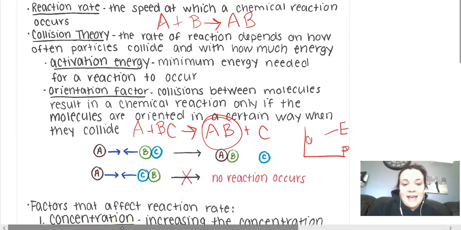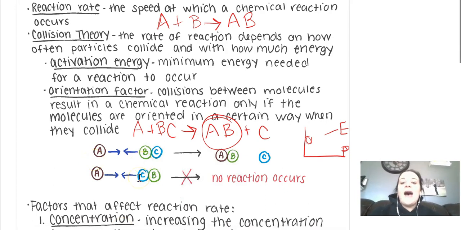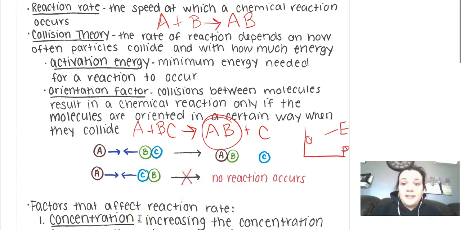Let's say instead A collides with C. Let's say they're both cations. In that case, the reaction is not going to occur. So again, collision theory tells us that the reaction depends on how often the particles collide with one another.